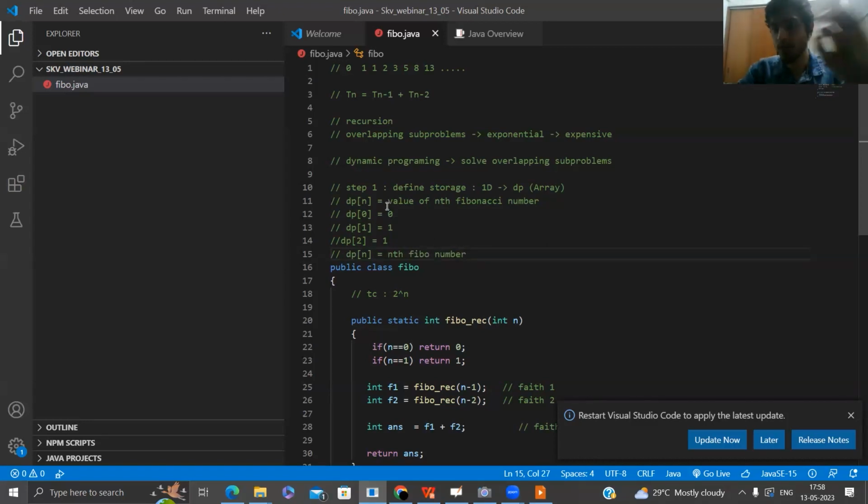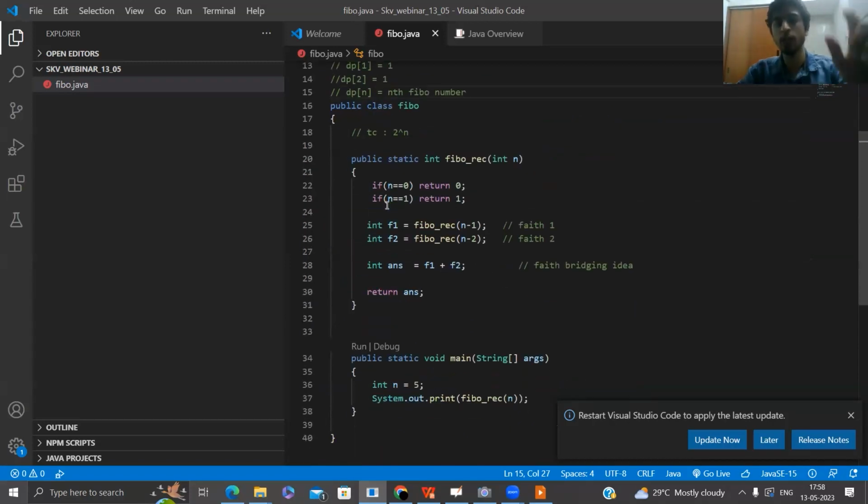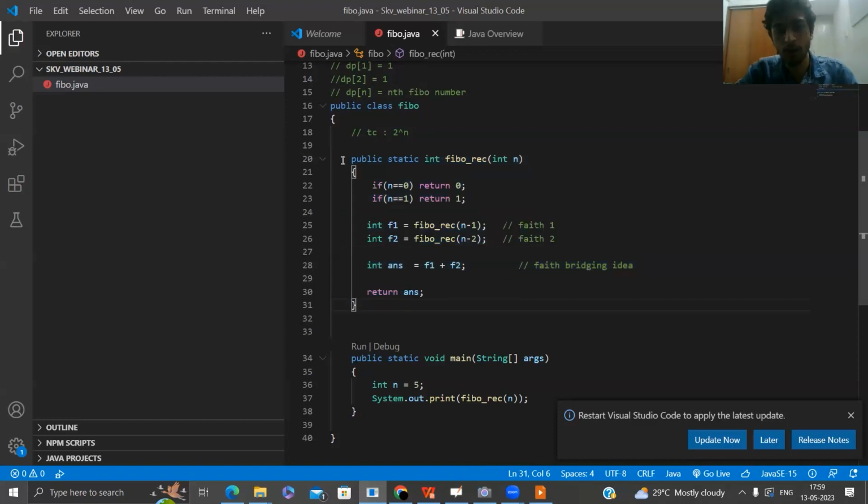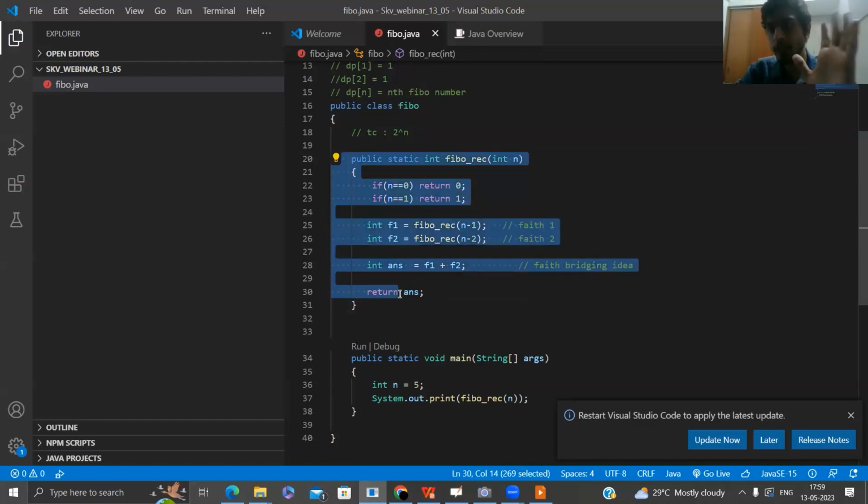So your two steps are ready. Your storage is decided and the meaning to that storage is decided. So let us optimize this recursion problem and lower the time complexity. All right. So you don't need to do anything. There is just a two-step process that you need to keep in mind.